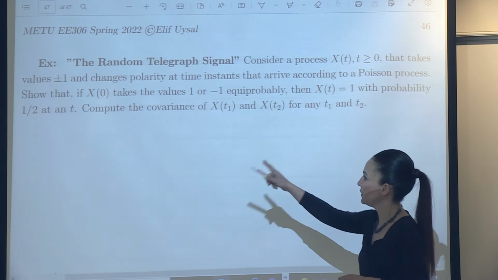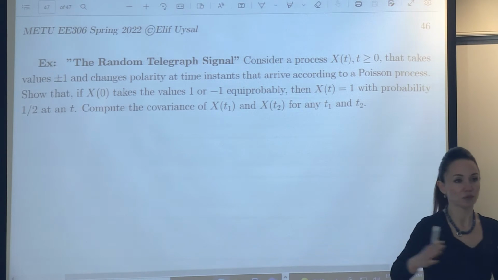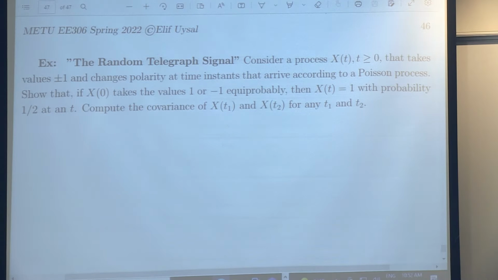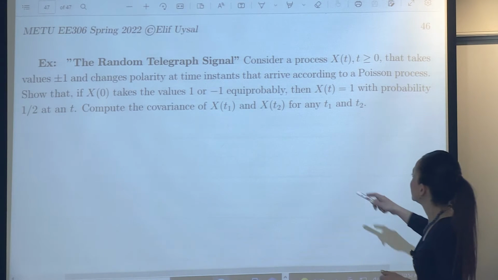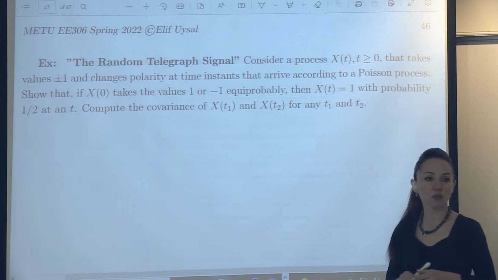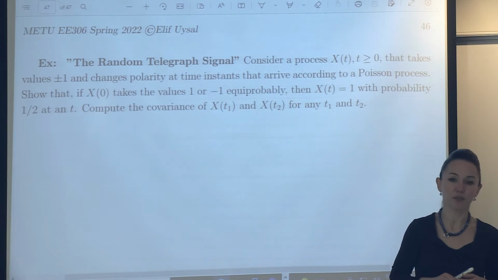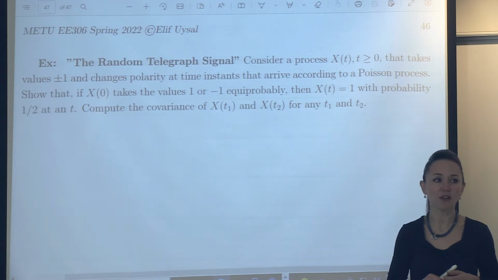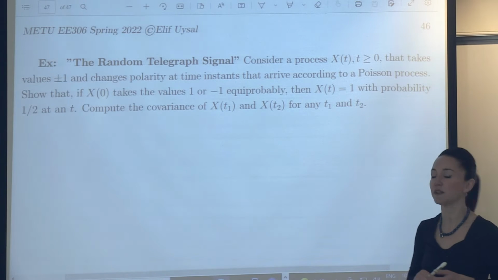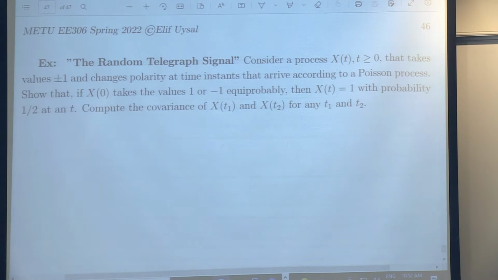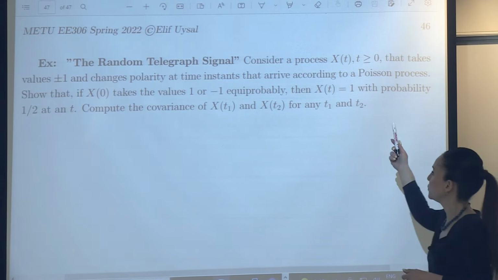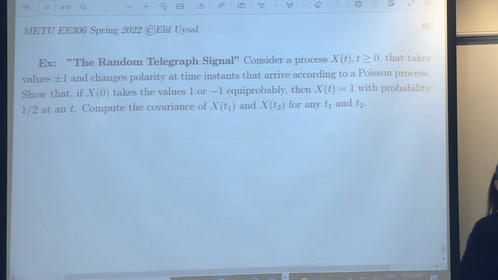Let's show that if initially this wave starts with plus or minus 1, equiprobably, then it is at any time equally likely to take the values plus or minus 1. It's not that hard if you think about it. It's quite intuitive. But its proof is going to use several things that we have studied in Poisson processes.